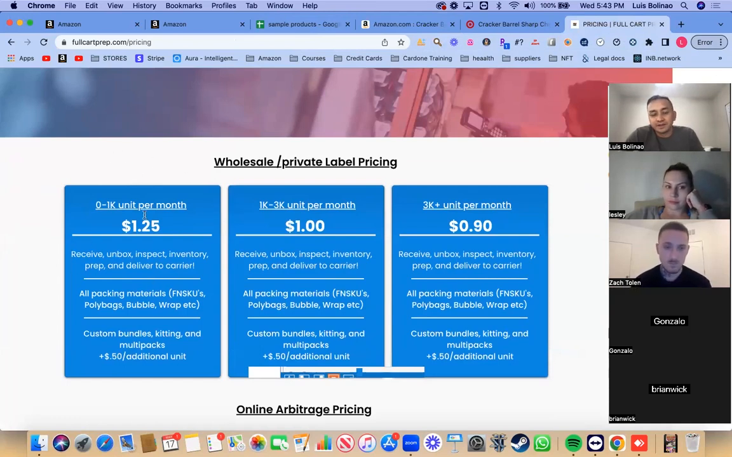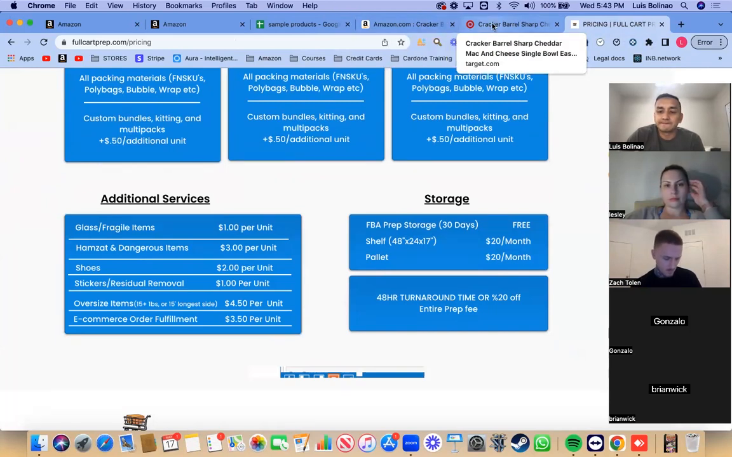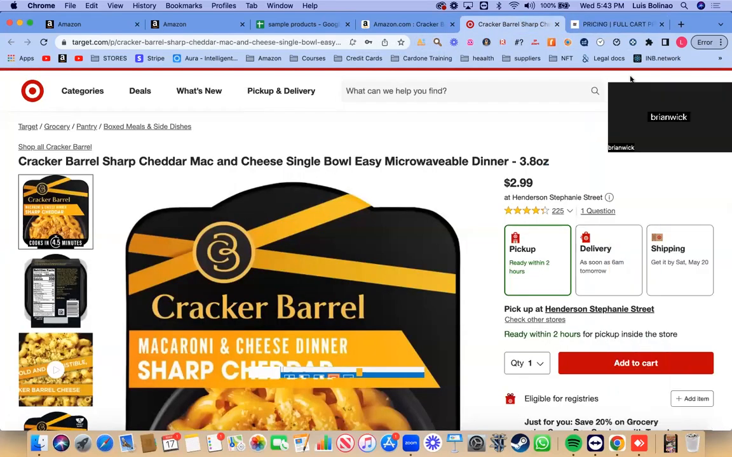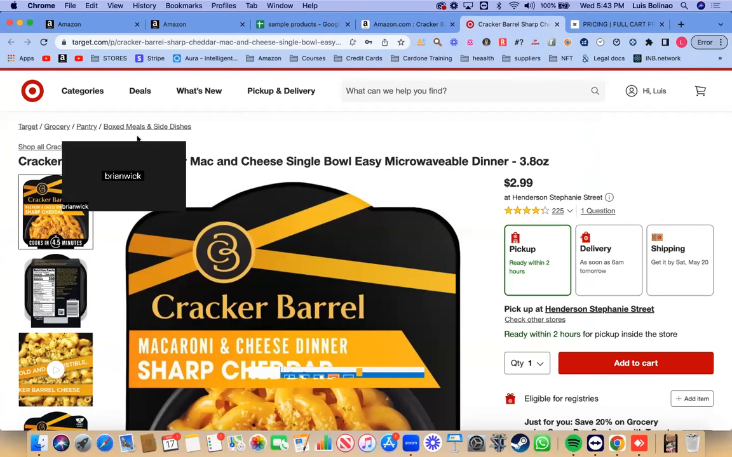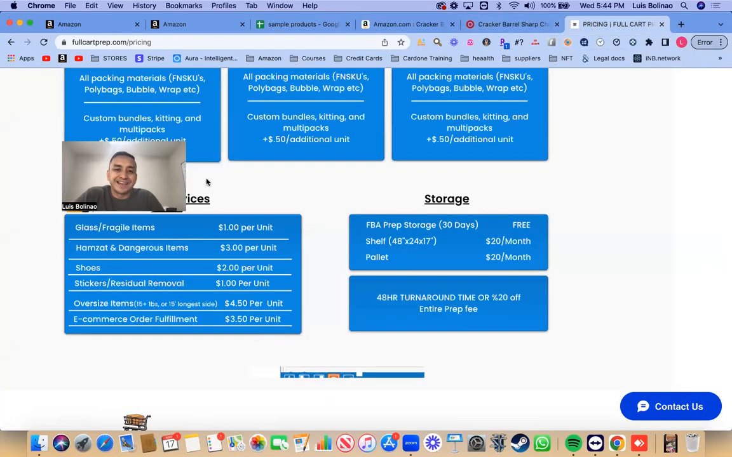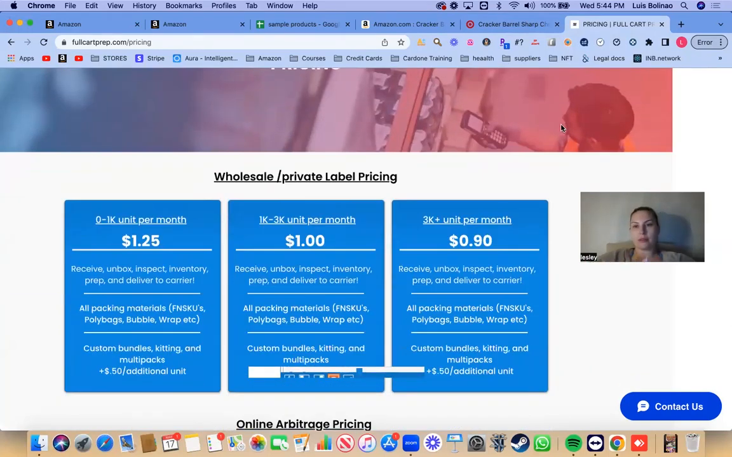Mm-hmm. But I guess what I'm saying is, as an example, let's say it's a 2-pack or a 3-pack or something like that. But when we go to the supplier, you have to buy them individually. So technically those are going out individually to the prep center. So do we have to add like $1 or something for each one and bump up the price? No. So for 6-packs like this, we're just paying an extra 50 cents per pack. Does that make sense? So it's not $3. It's just 50 cents for the bundle.